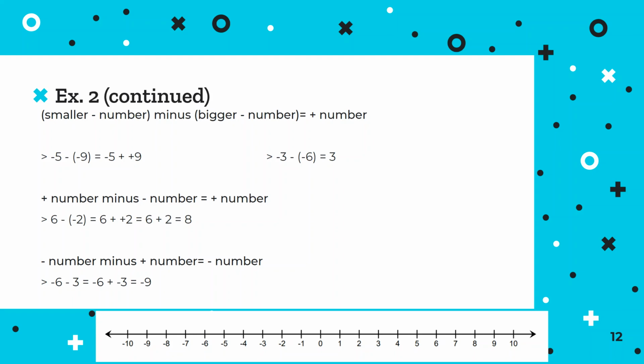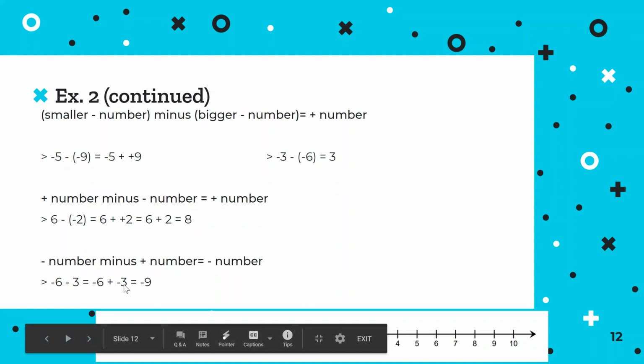So down here, you can look on the number line, start at negative 6. If you minus 3 from negative 6, you go to the left 3 times, right? So you go from negative 6, negative 7, negative 8, negative 9. And that's basically going to the left 3 times. And it's basically equal to negative 6 plus negative 3, which is equal to negative 9.